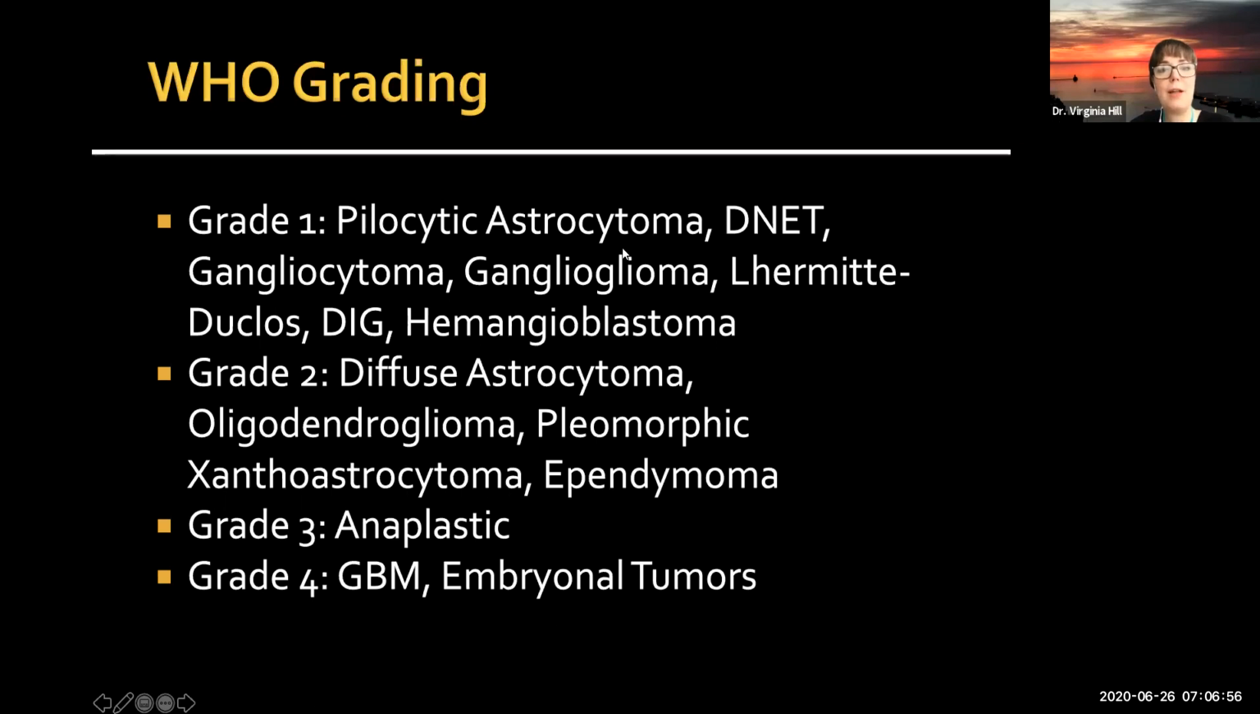So grade 1 tumors are pilocytic astrocytomas, diffuse neuroendocrine gangliocytoma, ganglioglioma, Lhermitte-Duclos, DIGs, and medulloblastoma. Grade 2 tumors are diffuse astrocytomas, oligodendrogliomas, pleomorphic xanthoastrocytomas, and ependymomas, although some ependymomas can be higher grade. Grade 3 are anaplastic tumors, grade 4, glioblastomas, and embryonal tumors, the most famous probably of which is the medulloblastoma.